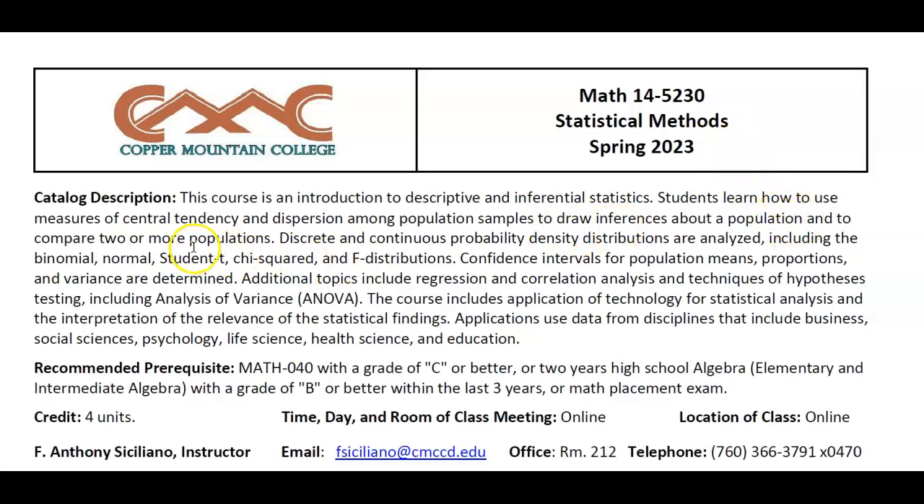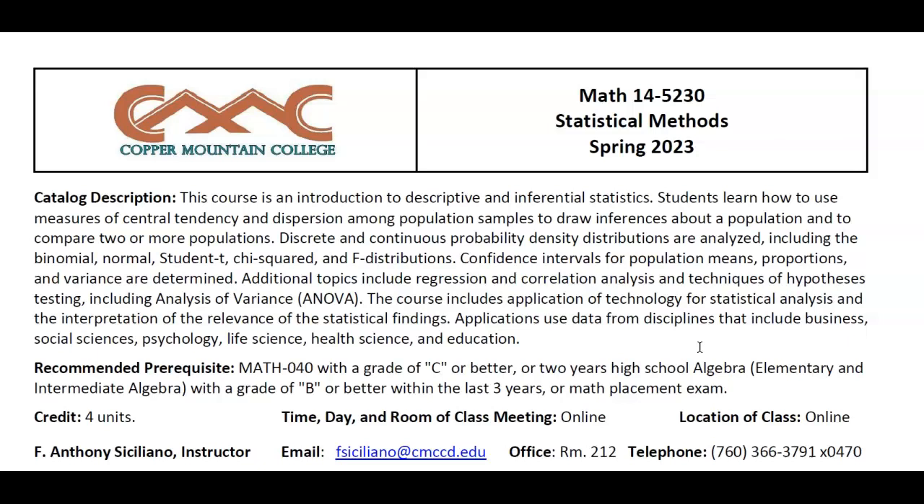Students learn how to use measures of central tendency and dispersion among population samples to draw inferences about a population and to compare two or more populations. Discrete and continuous probability density distributions are analyzed, including the binomial, normal, student t, chi-squared, and F distributions. Confidence intervals for population means, proportions, and variance are determined.